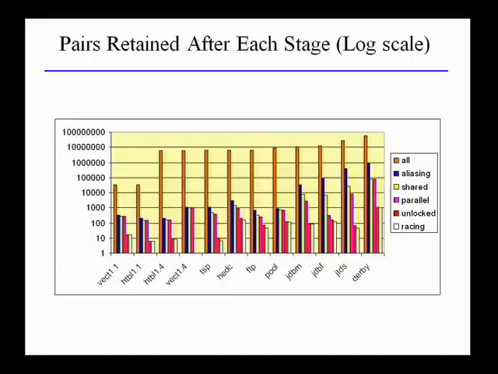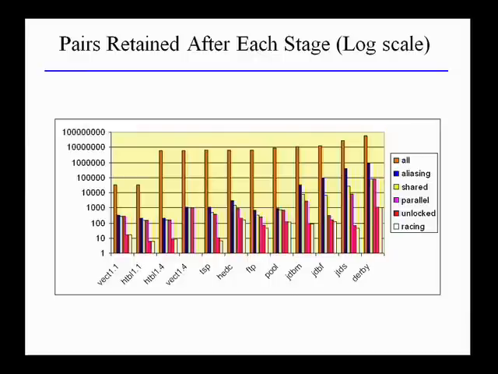Here's the little chart showing the effectiveness of the various phases and how many pairs are retained after each stage. You can see that aliasing in particular cuts down a huge number. I should point out, this is a log scale chart, so big drops here are really astronomical drops in terms of actual numbers. And the other phase that does an awful lot is the last phase, the analysis of the locking. Generally, there's a big gap there.